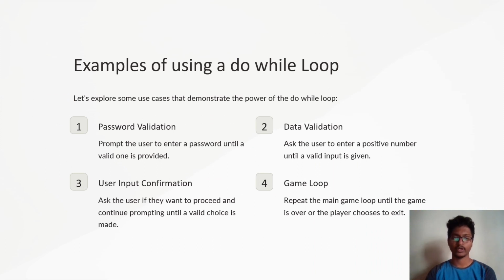Examples of using a do-while loop. Password validation. Prompt the user to enter a password until a valid one is provided. Second example is data validation. Ask the user to enter a positive number until a valid input is given. User input confirmation. Ask the user if they want to proceed and continue prompting until a valid choice is made. Game loop. Repeat the main game loop until the game is over or player chooses to exit.